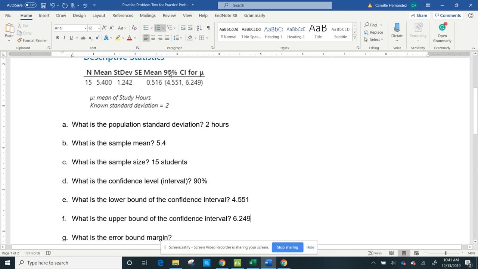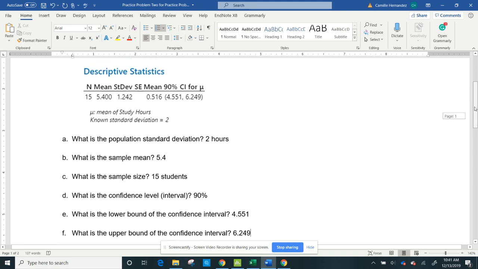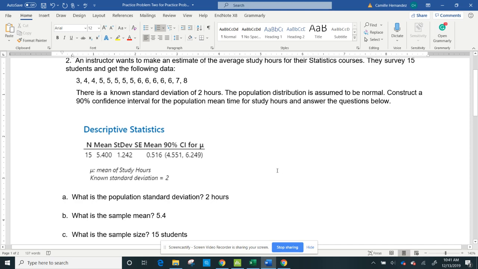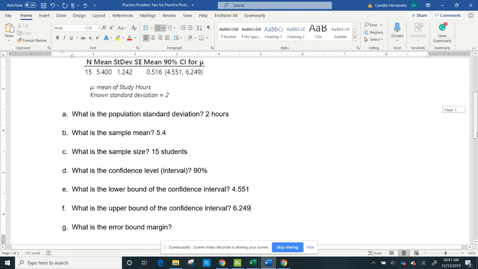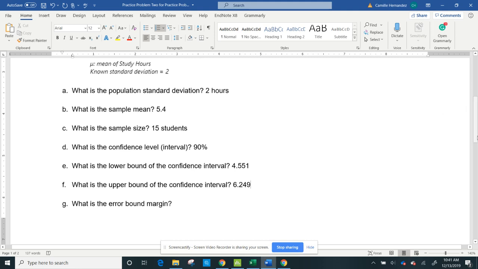And if I want to check my confidence level, look, here's 90%. I always want to make sure this right here, that 90%, is the same as what's in my problem. If I do a 95 or a 99, I might get a different result. All right, so I have all of my information.